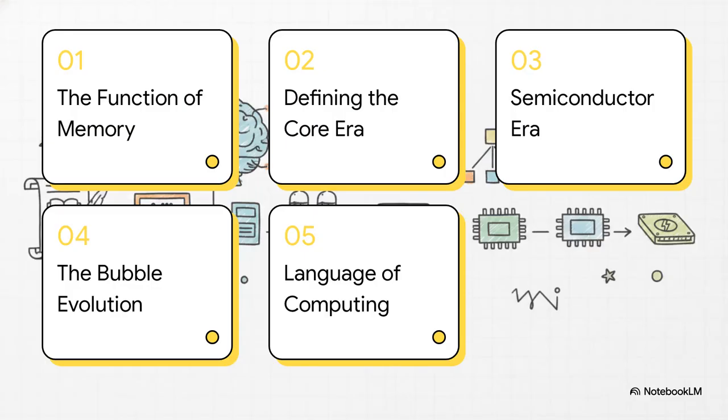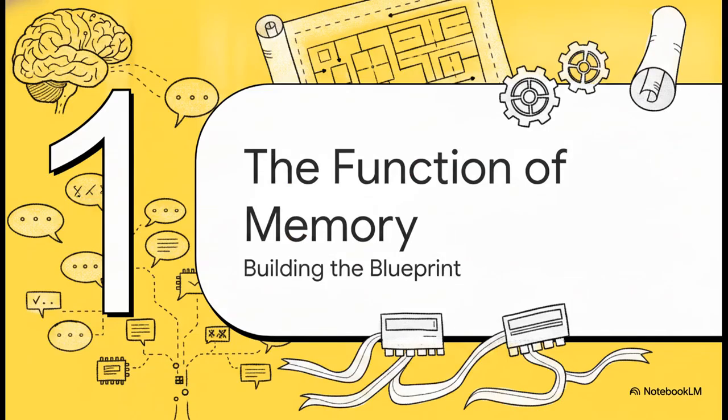Okay, here's our roadmap. 1. The function of memory. 2. Defining the core era. 3. The semiconductor revolution. 4. The bubble memory evolution. And 5. The language of computing. Let's dive in. Section 1. The function of memory, building the blueprint.